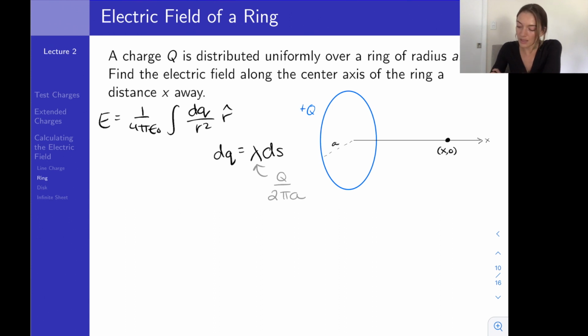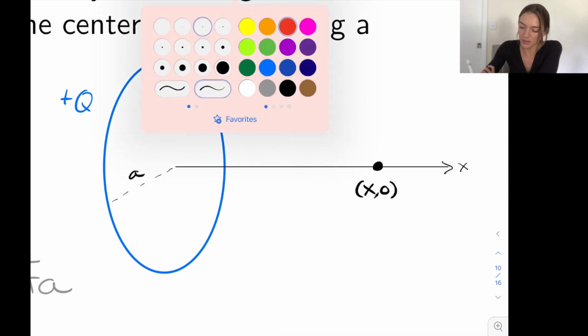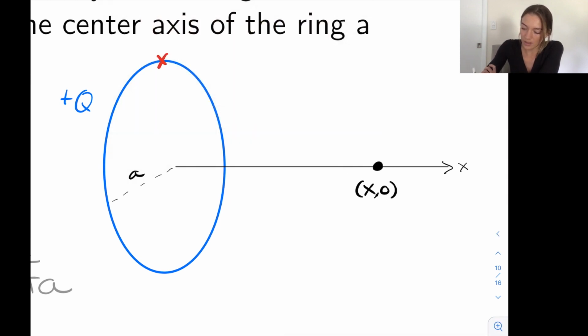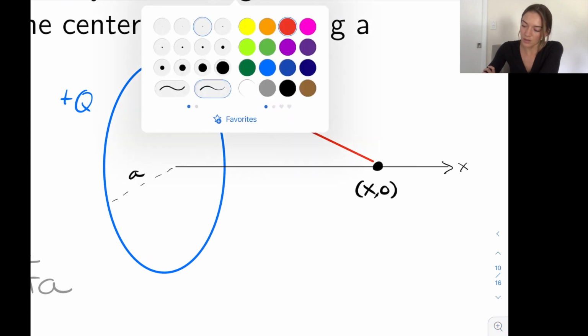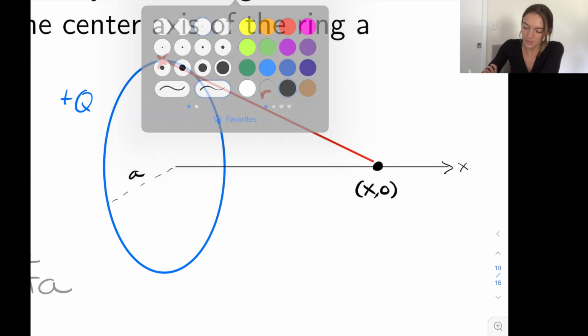Okay, now let's find r. So let's write what we have so far. We've got 1 over 4 pi epsilon naught, we've got lambda ds. And now we want to find what is r. So let's start at some random point up at the top here. R is going to be this distance, right? So what is r in this case? Well, we have a triangle again, right? So we've got a triangle here.